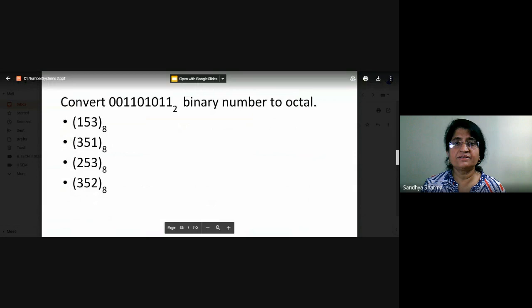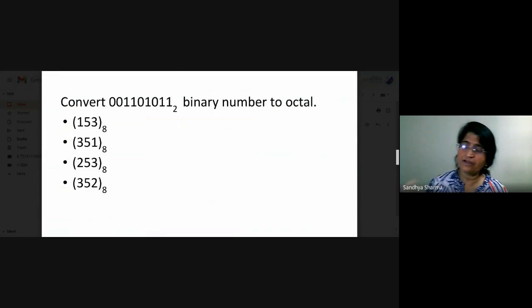Again, we have given some objective questions for solving how you can convert binary to octal, octal to binary, octal to hexadecimal, hexadecimal to octal. So there are so many combinations. While you are converting all these numbers, you always have to remember that there is a certain rule.